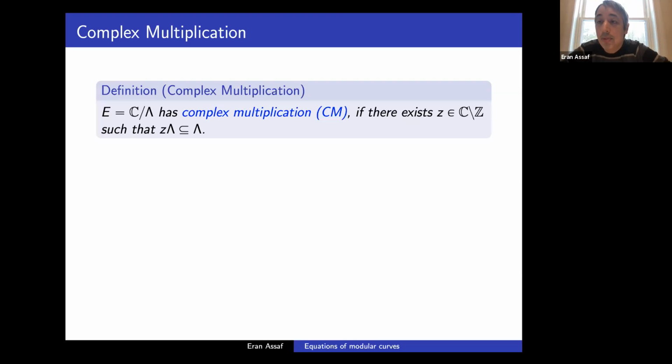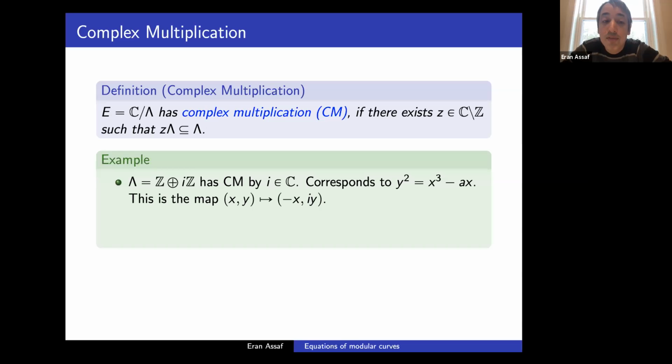So the reason that this happens is because this is a very special kind of curve. This is a curve that has something called complex multiplication. So complex multiplication, very simply, just means that there is some complex number that preserves the lattice. Remember that our elliptic curve was a quotient of the complex numbers by a lattice. So for example, if we have the lattice Z plus IZ, it has complex multiplication by I, because multiplication by I of this lattice is the same lattice.